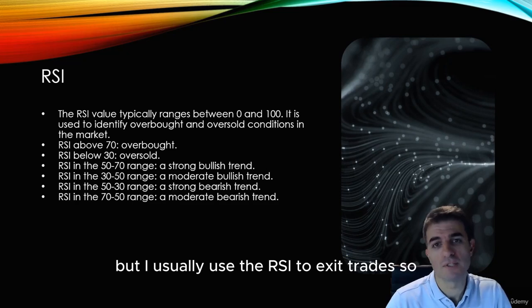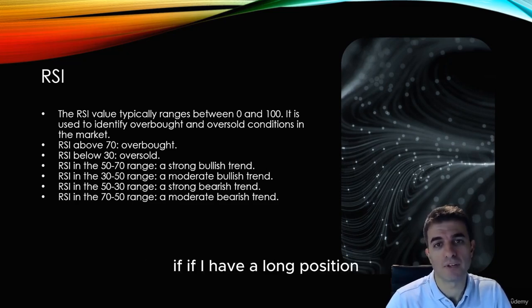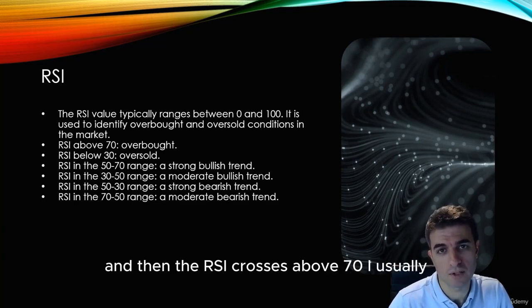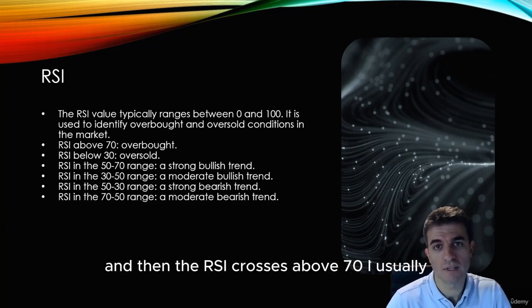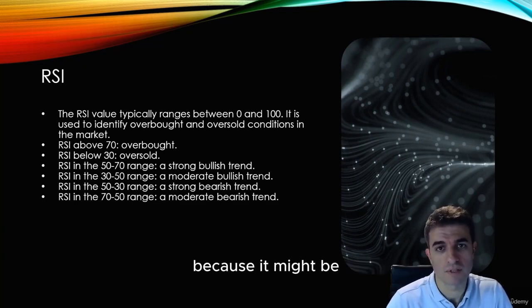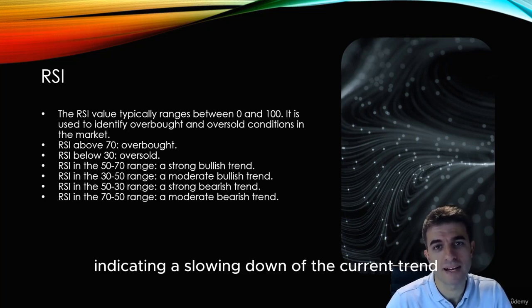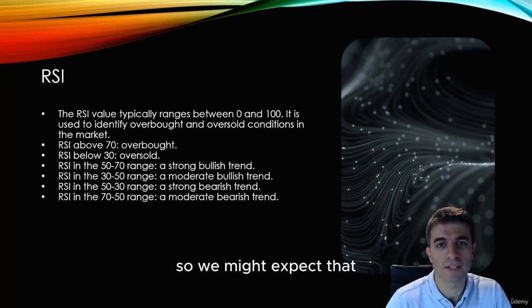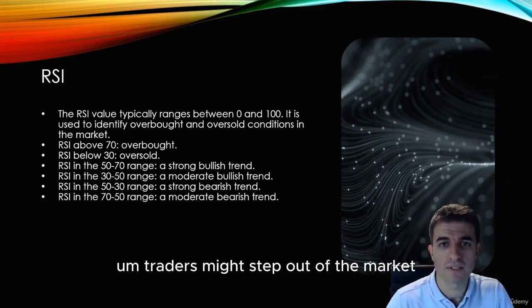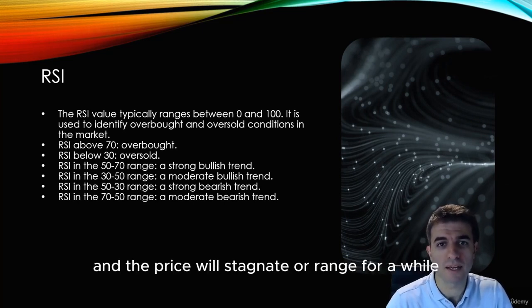So this is more confirmed by another indicator. But I usually use the RSI to exit trades. So if I have a long position and then the RSI crosses above 70, I usually exit the trade because it might be indicating a slowing down of the current trend. So we might expect that traders might step out of the market and the price will stagnate or range for a while.